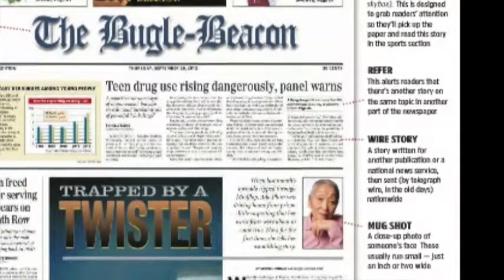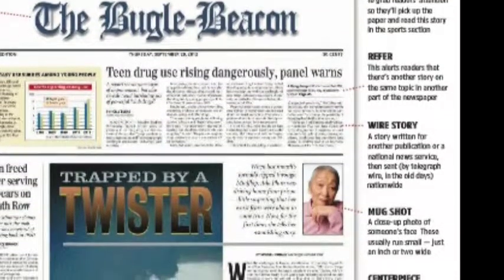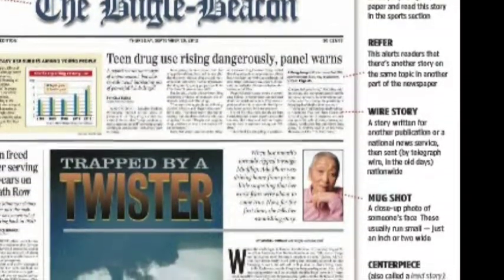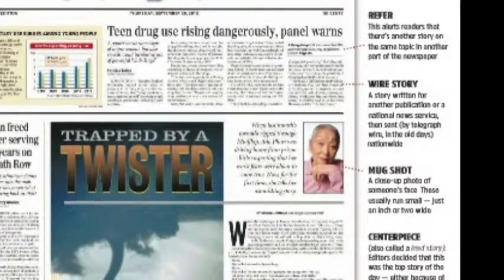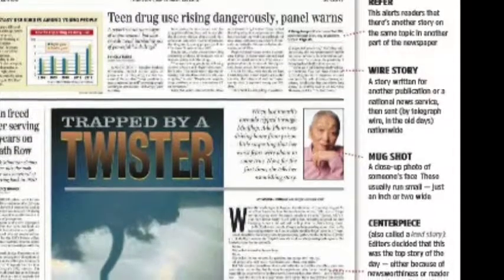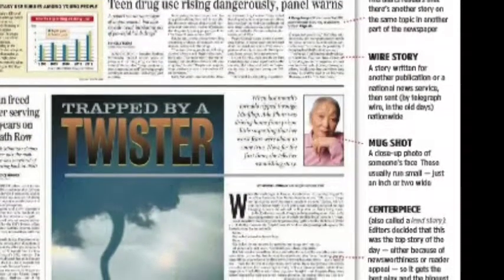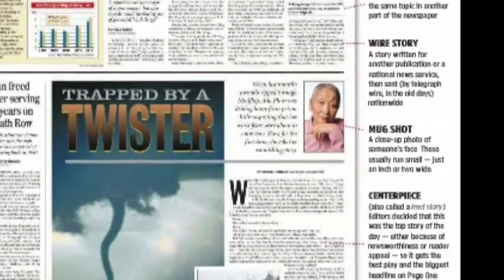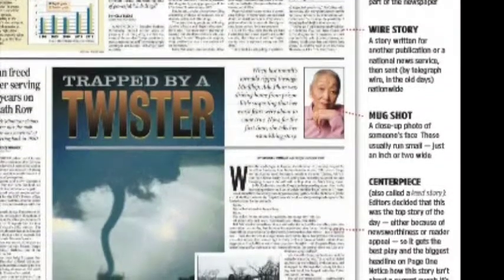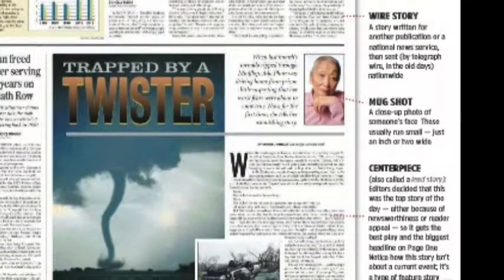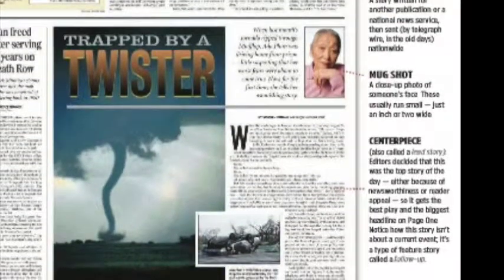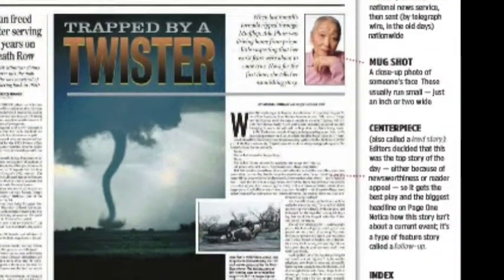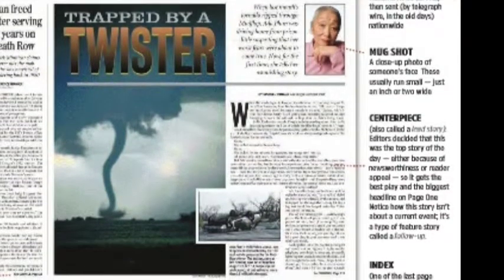A wire story. This is from a service like Reuters or Associated Press. So the newspaper would have a subscription to that and be able to use their articles written by reporters who go around the world. So they don't have to send their own reporters around the world. Or it's a syndicated story from another newspaper that the newspaper would be able to use. So it would be on the wire. Mugshot, close-up photo, someone's face.